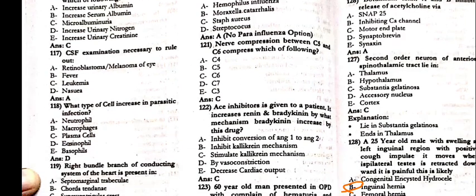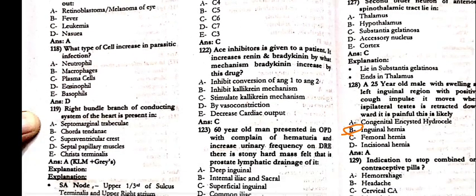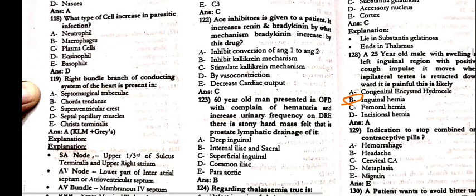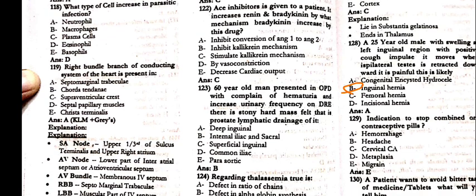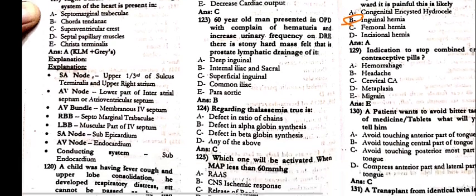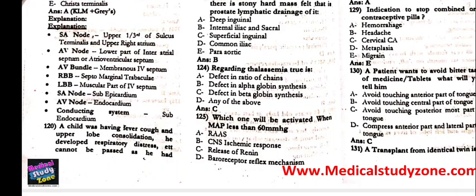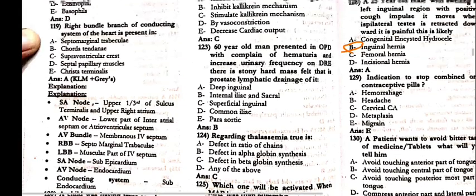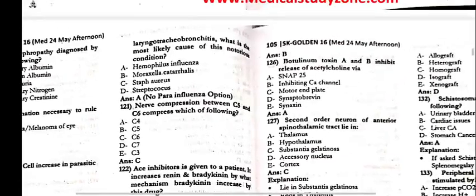CSF examination is necessary to rule out retinoblastoma. 118: which of the cells increase in the parasitic infestations? That is the eosinophil. Right bundle branch of the conducting system of heart is present in the septomarginal trabecula. 120: the child was having a fever, cough and upper lobe consolidations. He developed respiratory distress. ET tube cannot be passed and he had laryngotracheobronchitis.